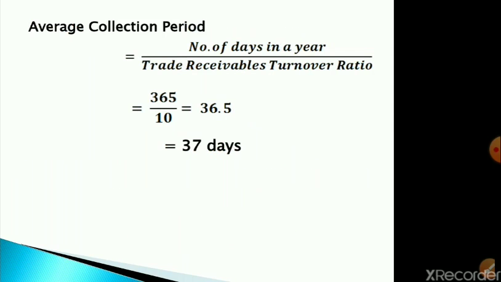Next, we need to find out the average collection period. Now, how to find out how quickly the debts have been collected? So, the formula is number of days in a year divided by trade receivables turnover ratio. So, number of days in a year is 365. Generally, we'll take 365. In case the year is mentioned, we'll check whether this is a normal year or a leap year. So here the date has not been mentioned, so we have taken 365 divided by trade receivables turnover ratio, which is 10. That is equal to 36.5.